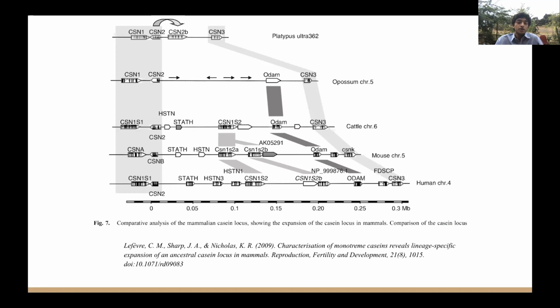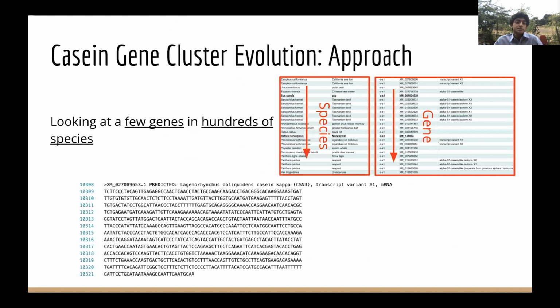We want to compare all of these casein gene clusters in whales and see how they've really changed throughout the course of evolution. So the approach we want to take is looking at a few genes. By few, I mean exactly 4: alpha S1, alpha S2, beta and kappa caseins, compared to hundreds of species, right? We know what these casein genes do. We want to figure out how they evolve together. So that's how we're going to do that.